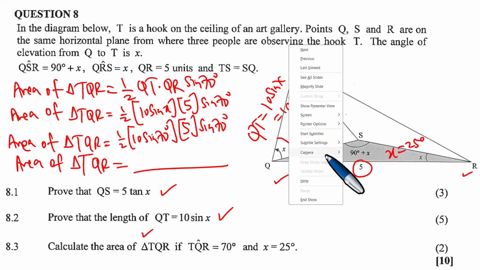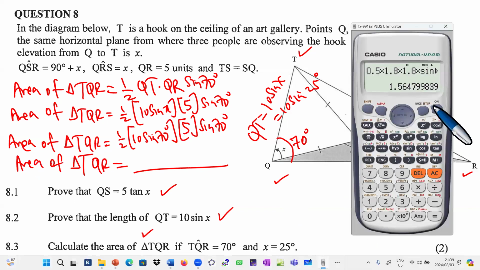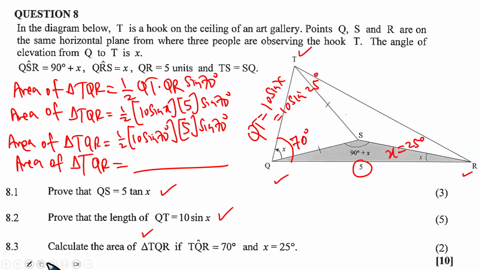Right, so 0.5 times 10 times the sine of... okay, check. This is 10 sine x because QT is 10 sine x, but x is 25 degrees, so you need to put 25 degrees there. Then you have the sine of 70. So you're going to use a calculator here.